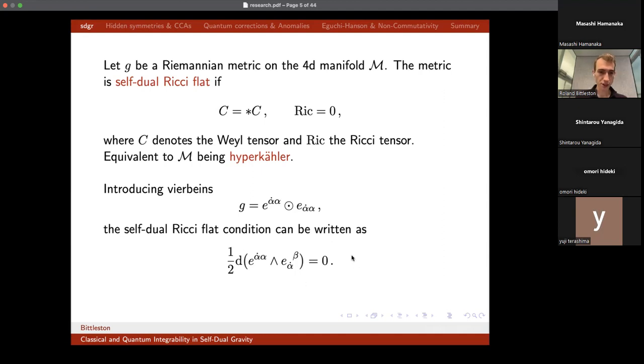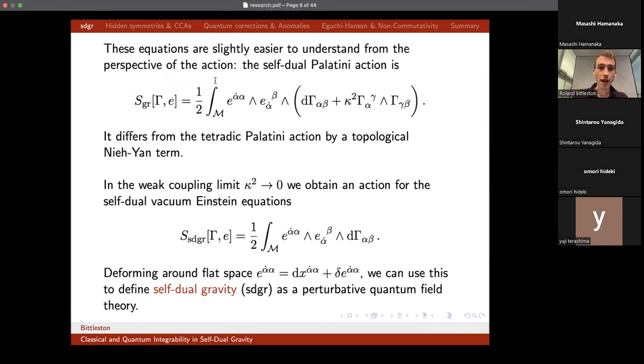So I expect this equation might be a little bit unfamiliar, but I think it's easier to understand how to get to the self-dual theory starting with an action for full general relativity. There are a number of different actions for GR. I'm going to look at starting with something called the self-dual Palatini action. So this is a first order action for general relativity.